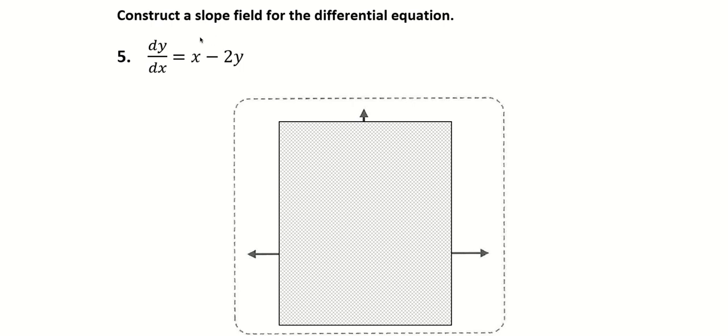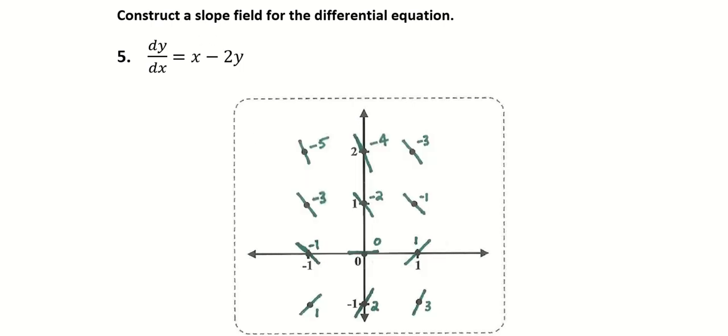Number 5, construct the slope field. So again, every one of these points, for example 0, 0, the coordinates right here are 0, 0. That literally means x equals 0 and y equals 0. So when you plug those in, you get an overall dy dx, a slope, of 0. Over here, for example at this point, it's 1 comma 2. So that would be 1 minus 2 times 2, which gets you a slope, a dy dx, of negative 3.